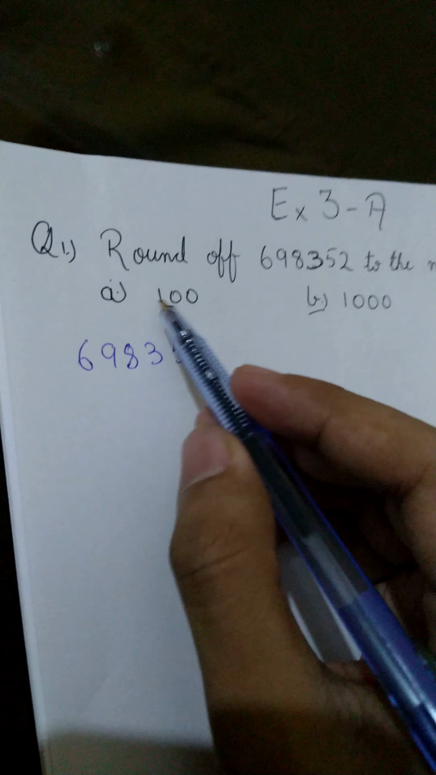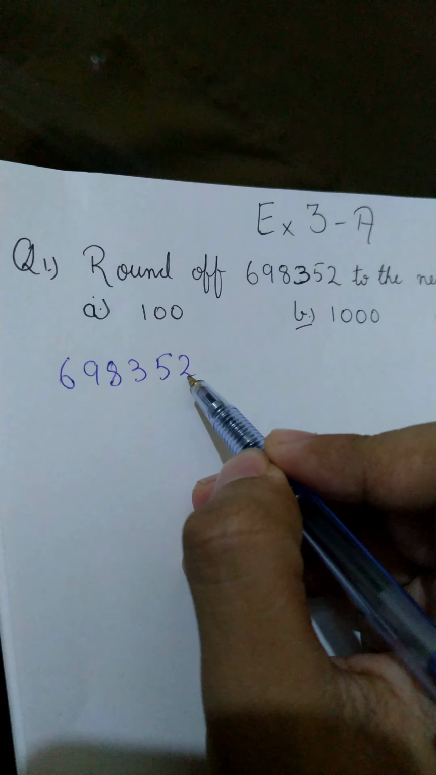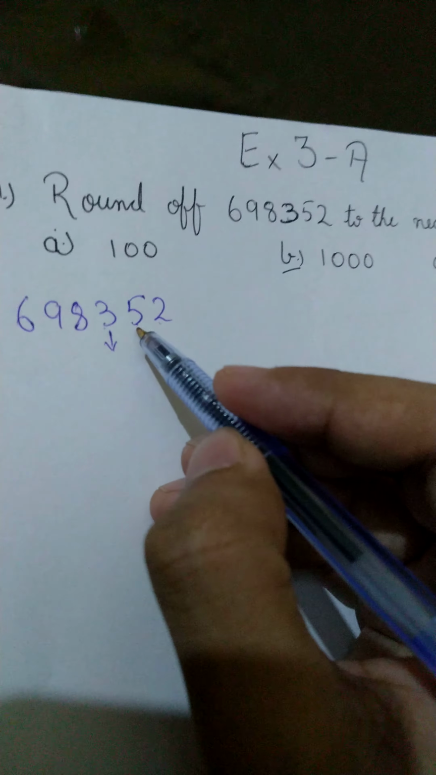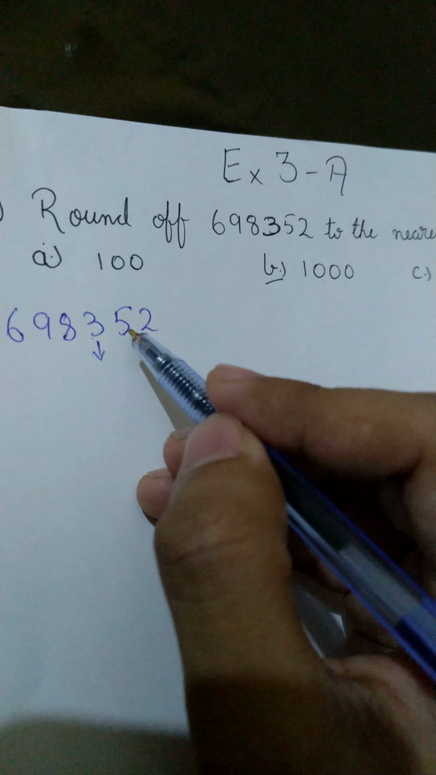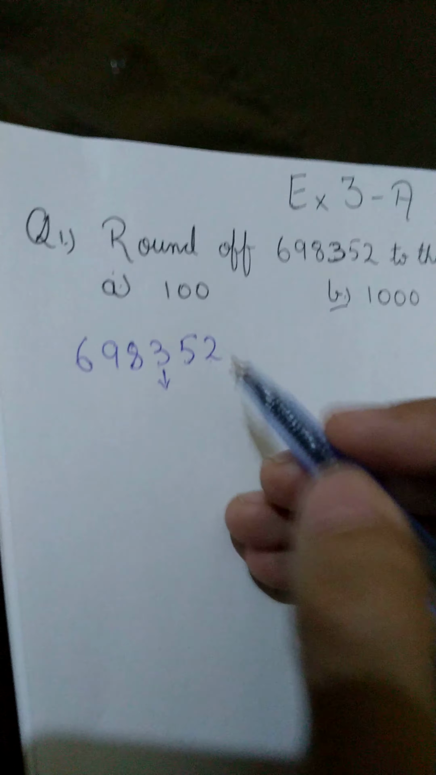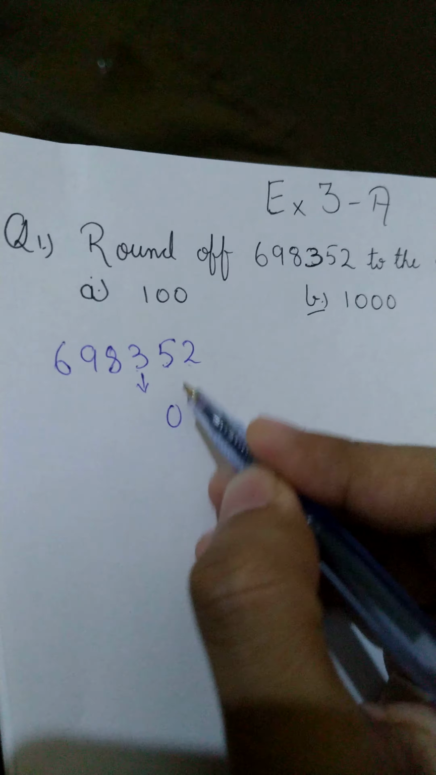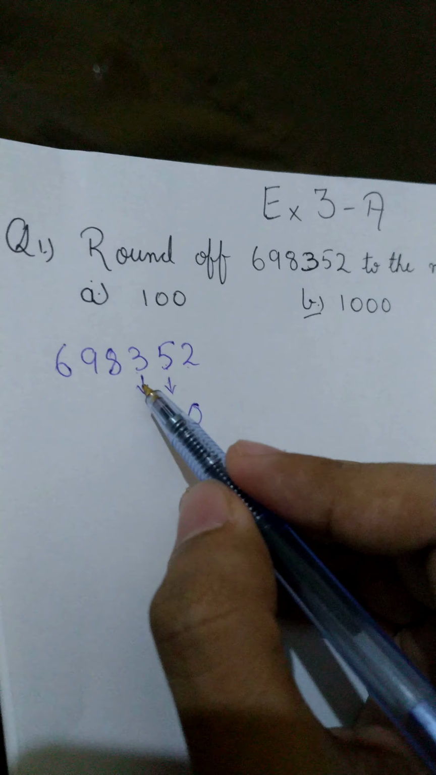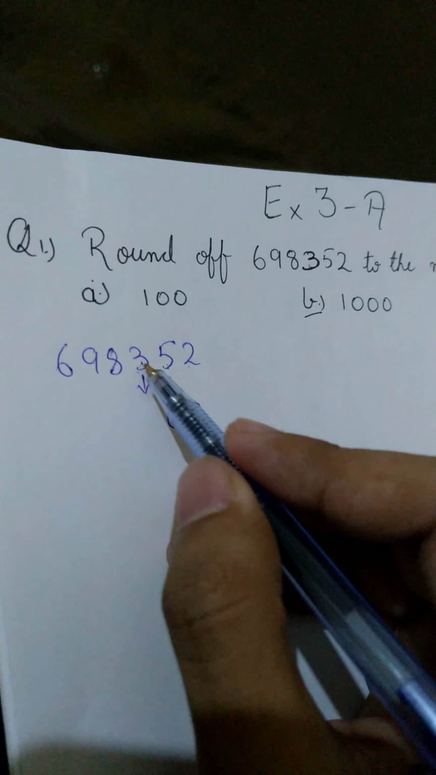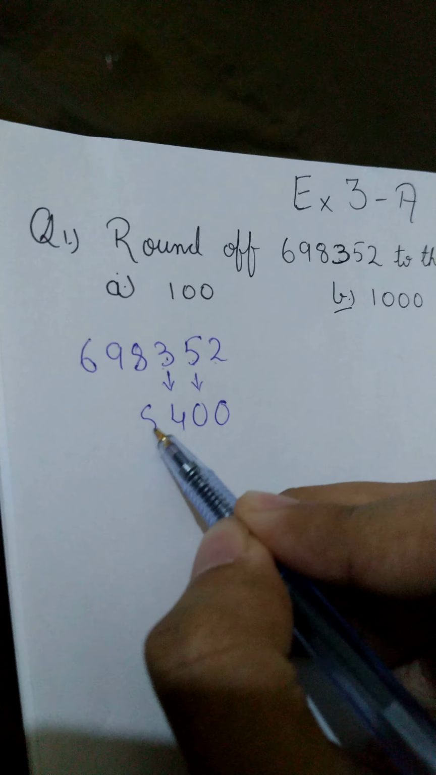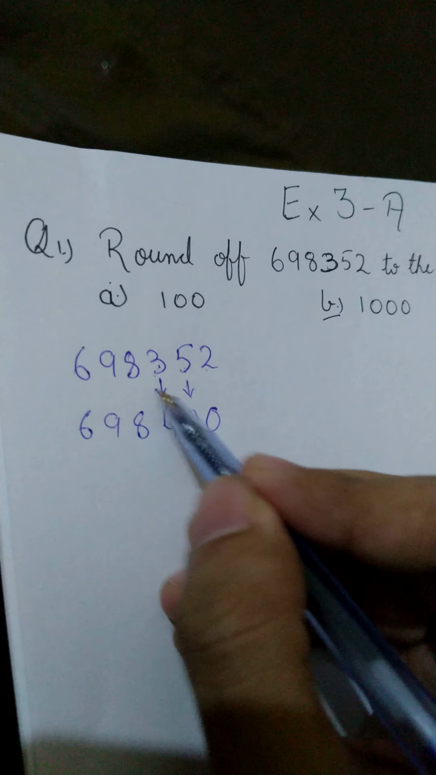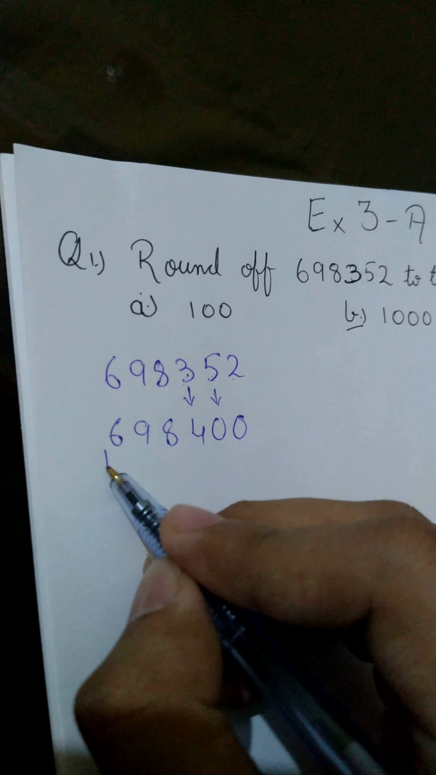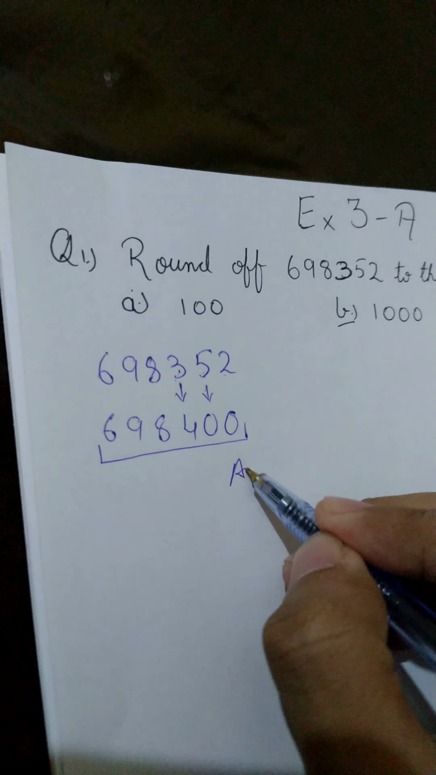Nearest 100 means you have to identify the 100th place. Units, tens, 100. 100 is at 3. So I will look for the number on the right. The number is 5. In the case of 5, we always move up. So the number will be replaced by 0. This number will be discarded, so it will be 0 again. As we are moving up, this number should be added 1. 3 plus 1 is 4. 8, 9, 6, these numbers on the left come as they are. So my answer is 698400. This is my answer.